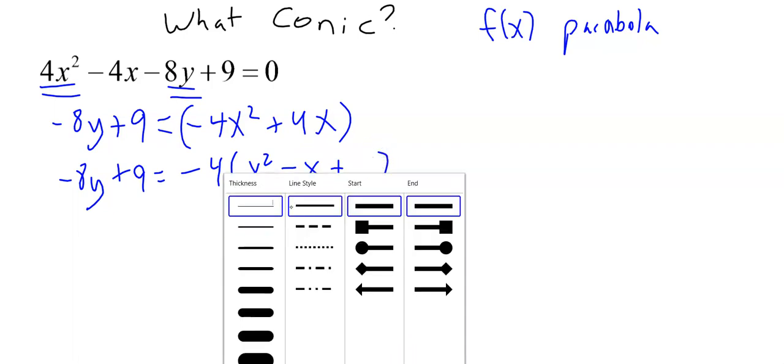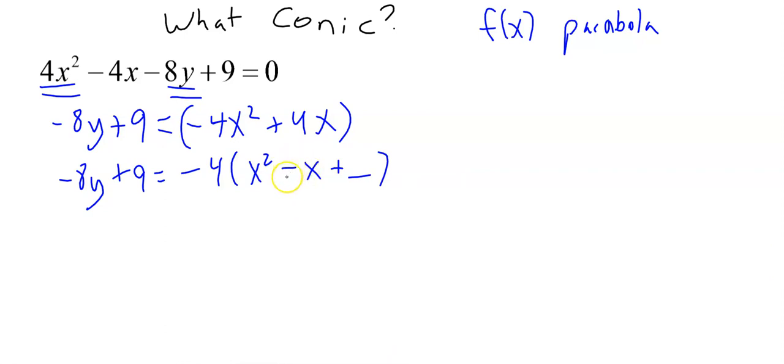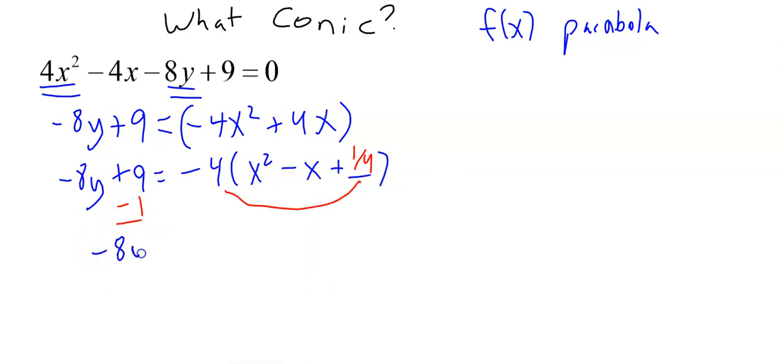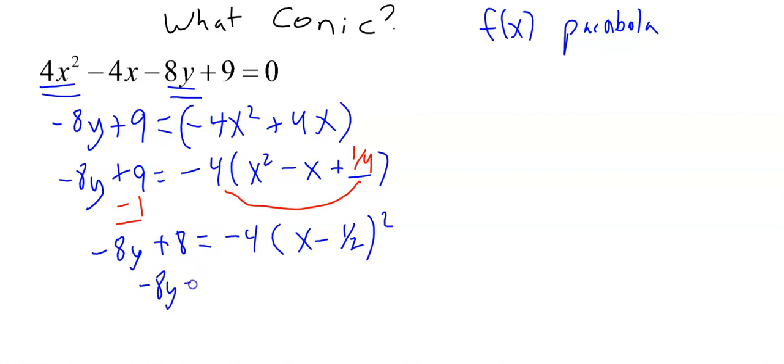So now you've got to figure out what you can add on that side to complete the square. Half of 1 is 1/2. 1/2 squared is 1/4. So I'm going to add 1/4. But I didn't effectively add 1/4. I did 1/4 times negative 4, which is subtracting 1. So I'm going to subtract 1 from that. So we get negative 8y plus 8 equals negative 4 times x minus 1/2 quantity squared. And I guess we would subtract 8 then, so negative 8y equals negative 4 times x minus 1/2 squared minus 8.